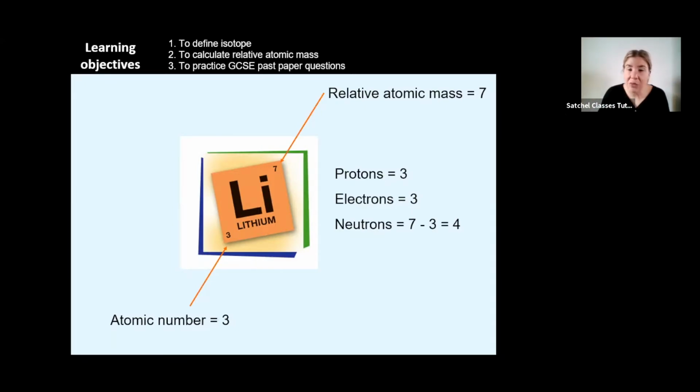To work out the number of neutrons, you take the big number, the relative atomic mass, which is the number of protons and neutrons, and you take away the number of protons, which is the atomic number. So you do this number minus this number. That is how I answered the previous questions.